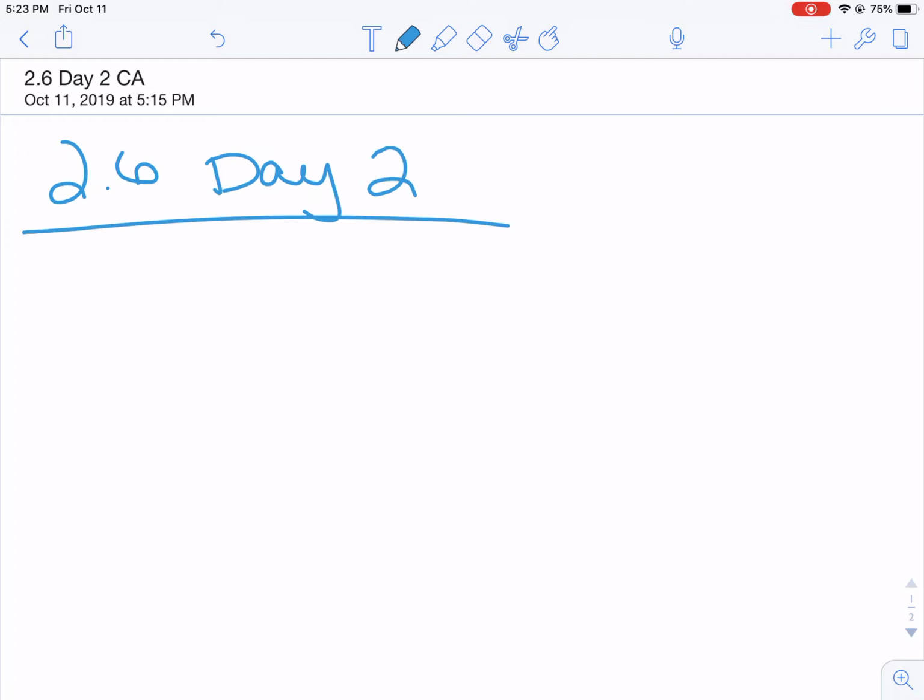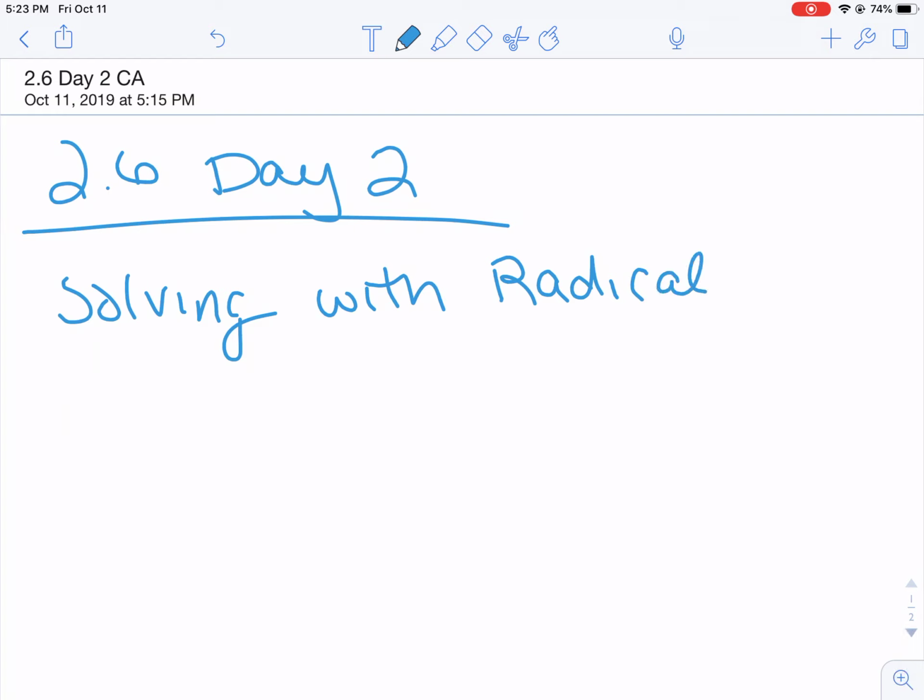All right, guys, so these are our notes from 2.6 day 2 that we took on the board. What we finished off with in day 1 was the rational exponents and solving when you have rational exponents. We talked about also how to solve when you have a polynomial. So what we're looking at today is solving with radicals. And if you remember, radicals are square roots or cubed roots or whatever, okay?